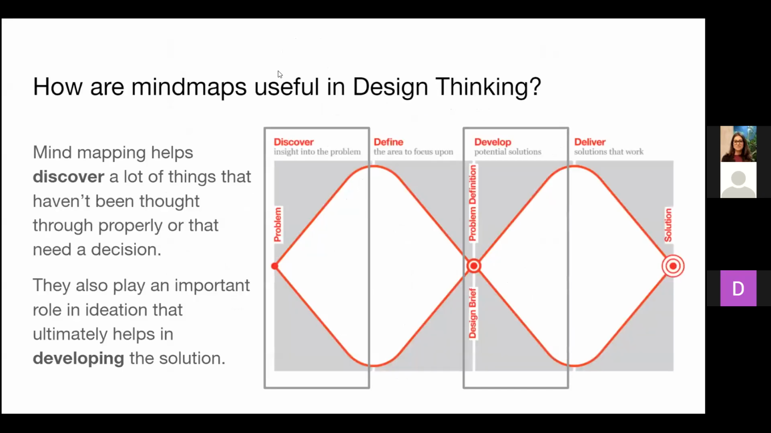So if we question ourselves how the concept of mind maps is useful in design thinking, we already know the concept of the double diamond. Like I said, it is a part of divergent thinking. So the discover and the develop part of the double diamond, here we can use mind mapping, as it helps in discovering a lot of things that haven't been thought yet.